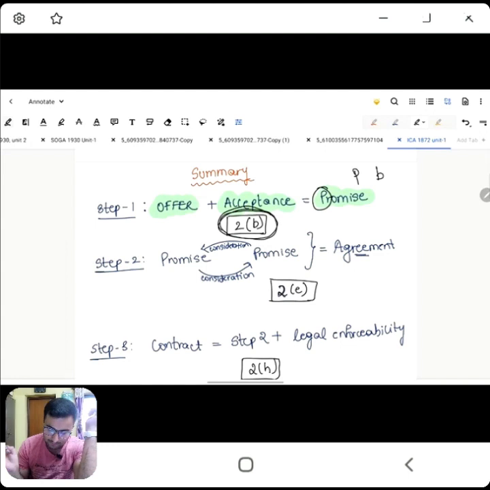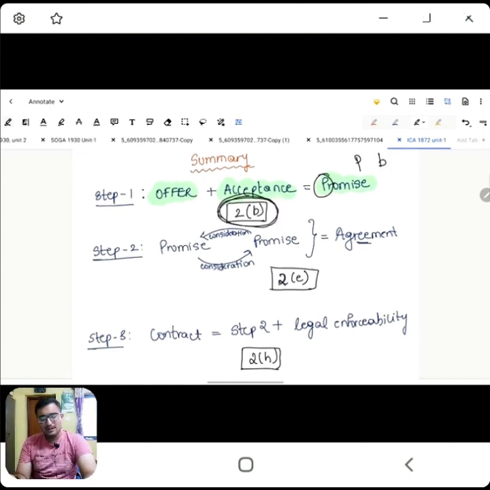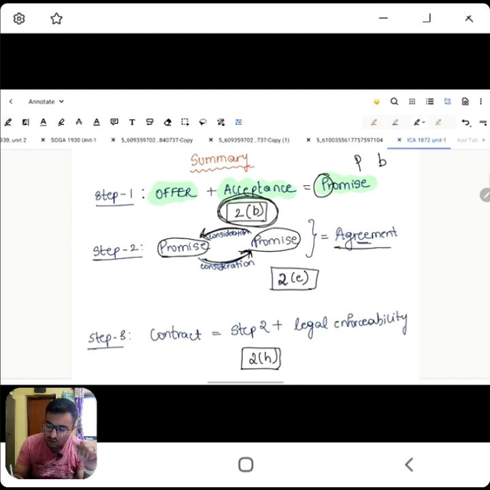Next definition is of agreement. What is an agreement? There is offer, acceptance, promise. Promises for each other are called consideration. This is what we call an agreement. Promises that form consideration for each other are called agreement. Why am I stretching on agreement? Because double E. Therefore, it is 2 clause e.